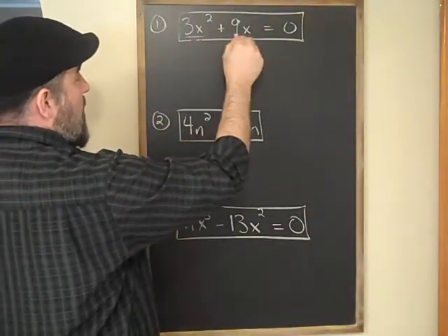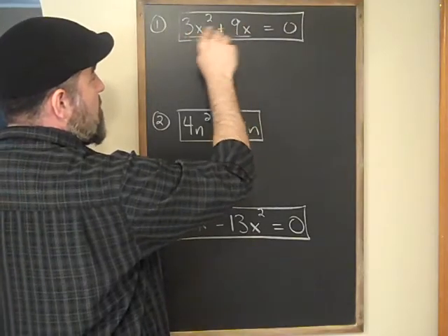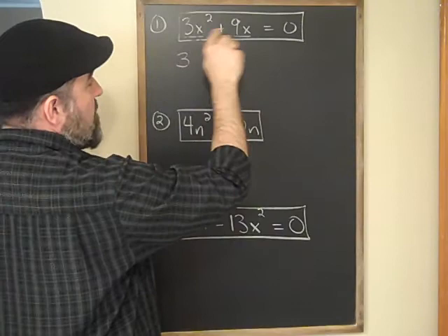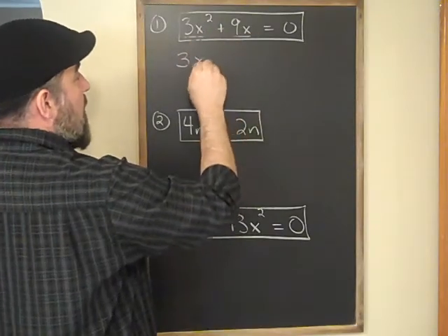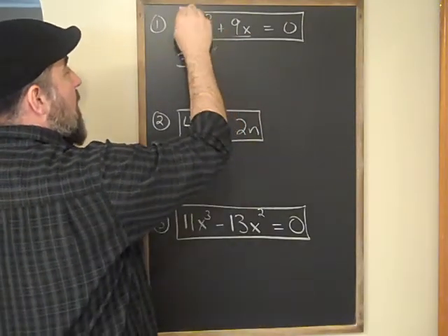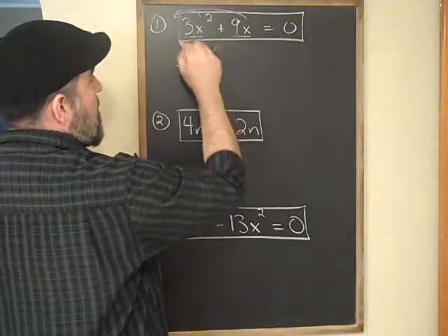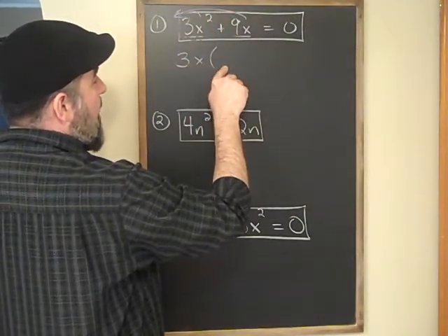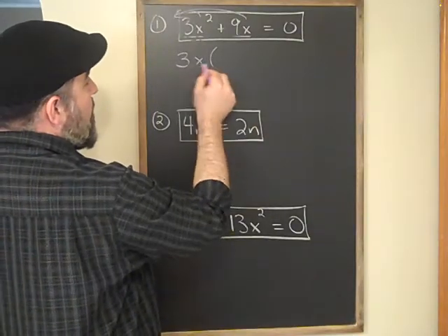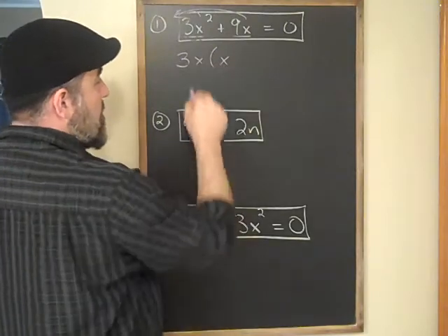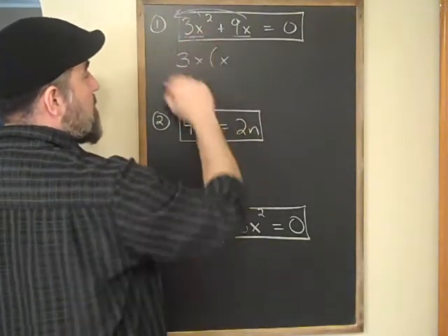Well, you have to look at each term and look for the greatest numerical factor in each, which is 3. You have to look for the greatest variable factor in each, which is x. You have to factor that out. You're factoring out that 3x. So when you factor 3x out of 3x squared, what's left? Or you can ask yourself, 3x times what gets me 3x squared? x. 3x times x gets you 3x squared.